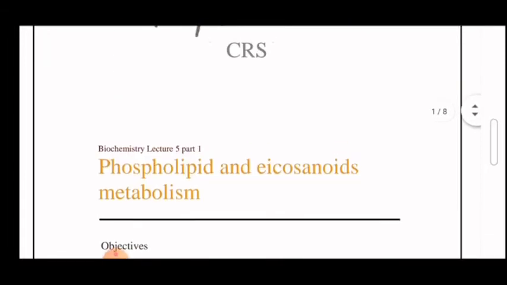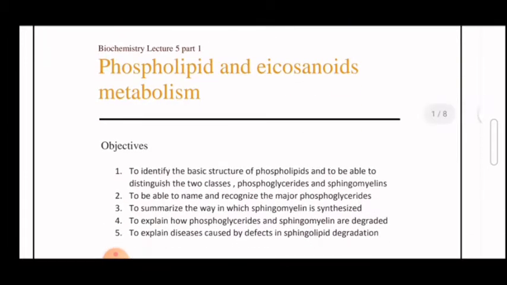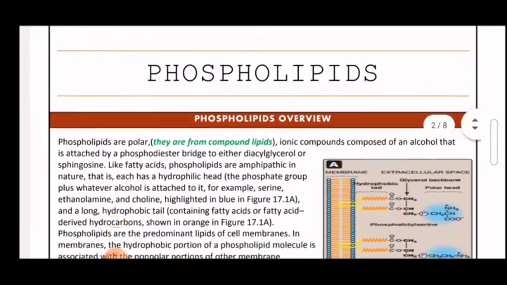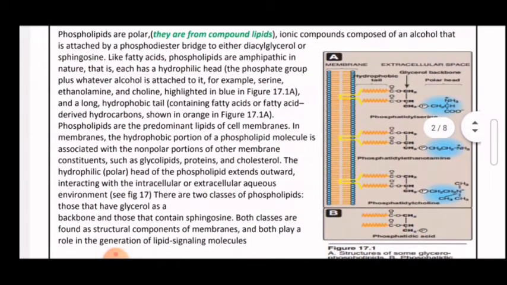Today's lecture is about phospholipids. Phospholipids are polar ionic compounds that are composed of an alcohol attached to either diacylglycerol or DAG, or sphingosine, through a phosphodiester bond.